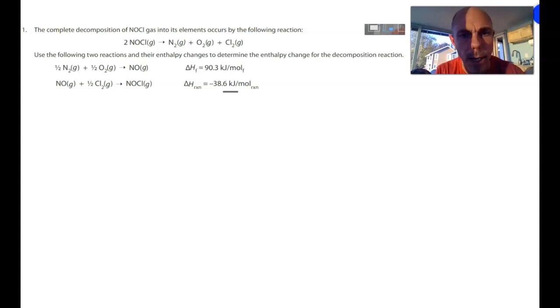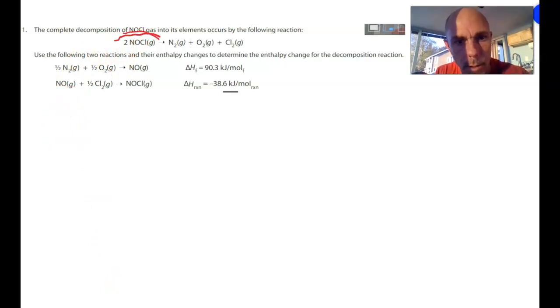I'm looking at the reaction that I am overall trying to find the enthalpy of, knowing that these 2 reactions down below will sum after manipulation and cancellation into this reaction above. So I look at the first reactant that I want to make sure I end up with, which is the NOCl. In fact, there's only one reactant. And I notice that it's in reaction 2.